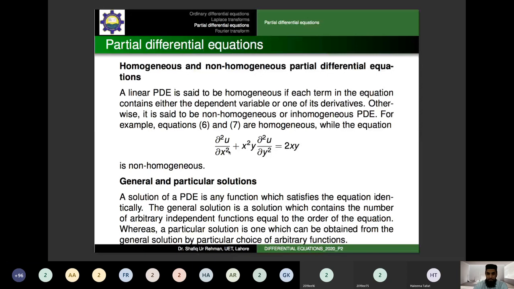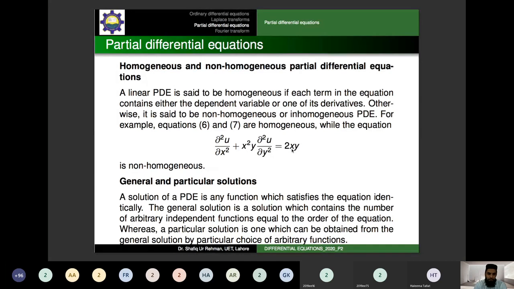The condition is that, first of all, it should be linear. Yes, it's linear. On top of that, every term contains either the dependent variable or one of its derivatives. Yes, the derivative is there, no trouble with the left hand side, but since the right hand side is independent of the dependent variable and is also independent of the derivatives of the dependent variable, this is how we say that it is going to be non-homogeneous.